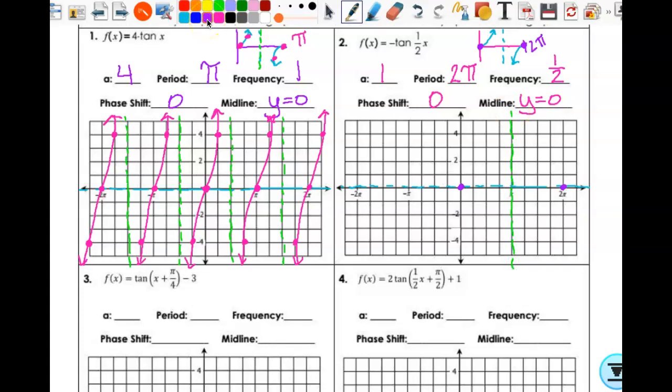Now, A is 1, but I do have this negative here, which means I do what? Reflect. So halfway between these two, I would go up 1, but instead, since it's a reflection, I go down 1. Then halfway between these two, on the parent function, I would go down, but there's a reflection, so I go up 1, and I'm right there. Any questions about the points?